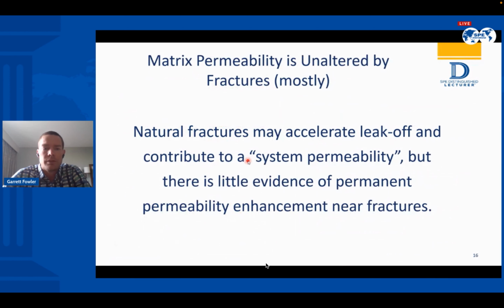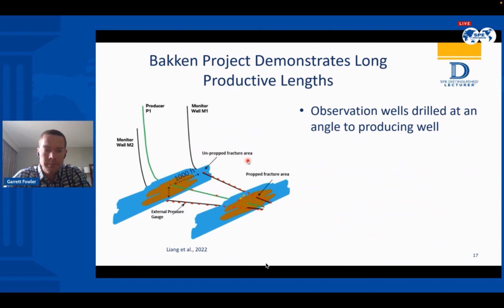Second point is that natural fractures may accelerate leak-off, contribute to the system's overall permeability, but we don't see any evidence that when you're hydraulically fracturing, you're actually changing the permanent permeability of the rock matrix around those fractures. So we're not getting the stimulated rock volume where we're actually altering the innate rock properties, but instead we're connecting a low permeability system with these highways that are our hydraulic fractures.